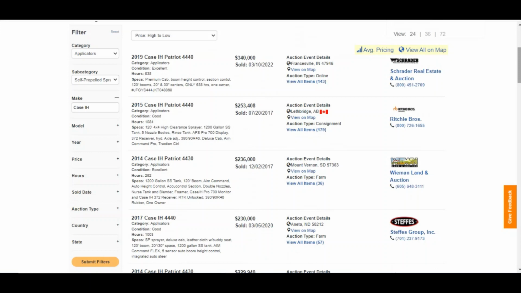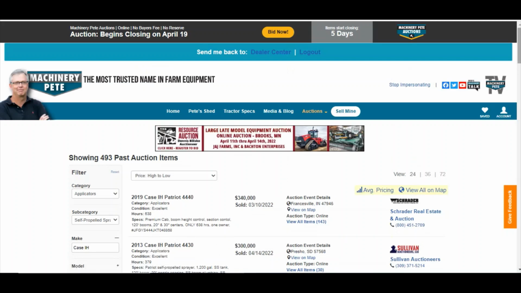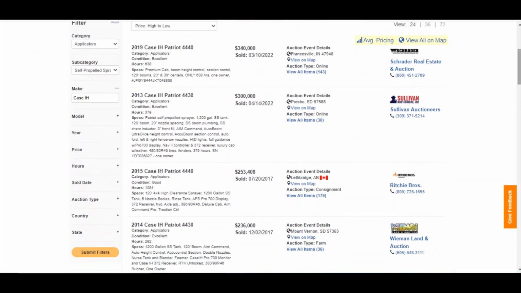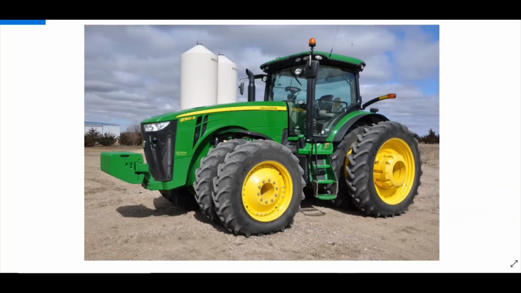And I've punched up here the highest auction prices ever on Case IH sprayers. Actually, let me update this right here. And you can see that price today, $300,000, that's the second highest price ever on a Case IH sprayer. Interesting to note, the only higher one was just a month ago in Francesville, Indiana. That was a 4440 with 638 hours. But today, record price on the Patriot 4430 at $300,000. Now, there was one other record set today. And as Dan mentioned, it was on the 8360R, and here's an up-close look at it.